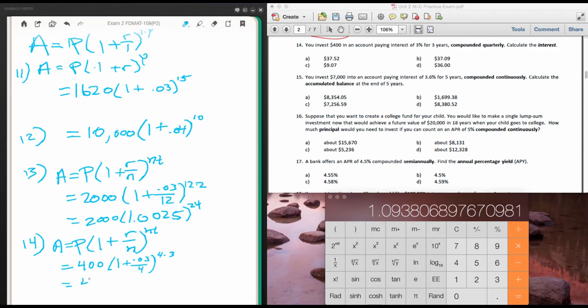And so we get 400 times 1.0938. I'm just going to keep that in the calculator and multiply that by 400 so I keep it as accurate as possible.